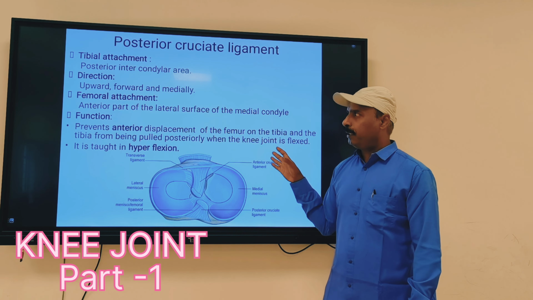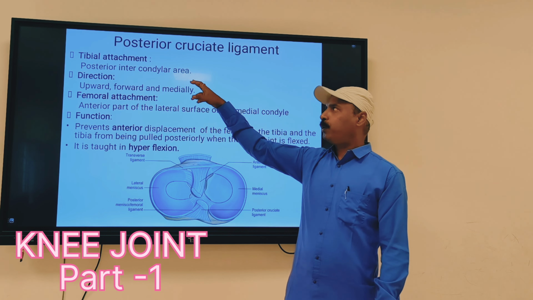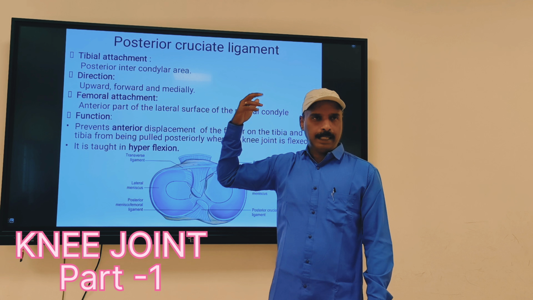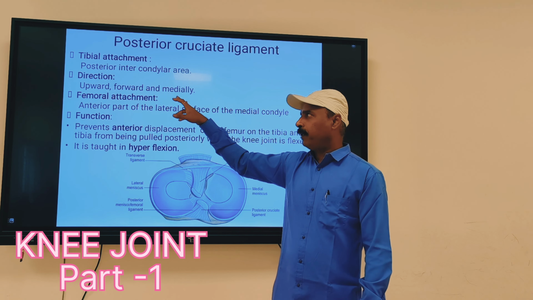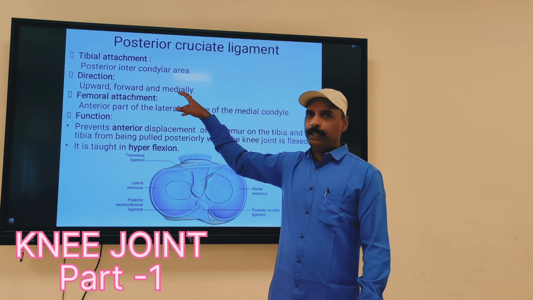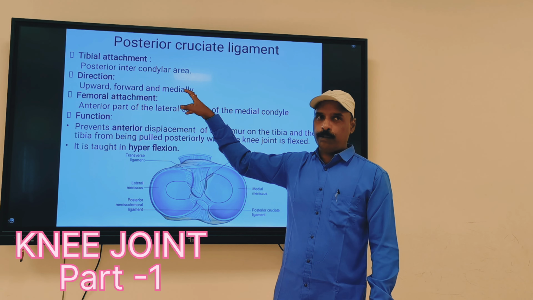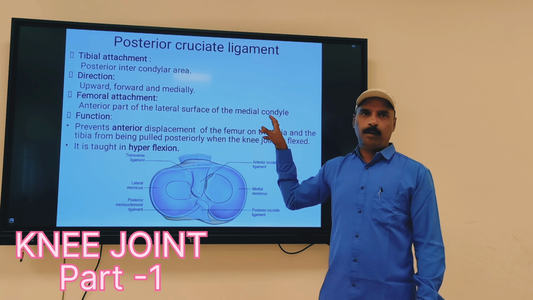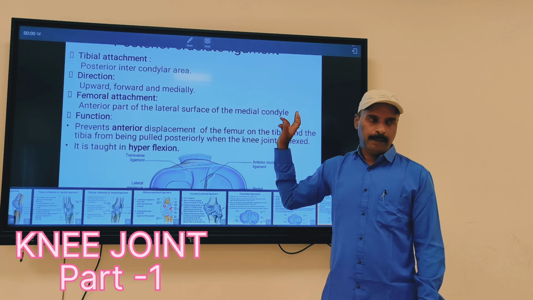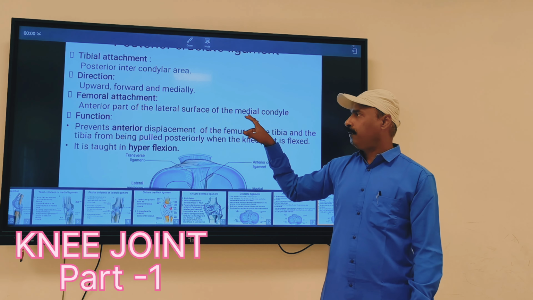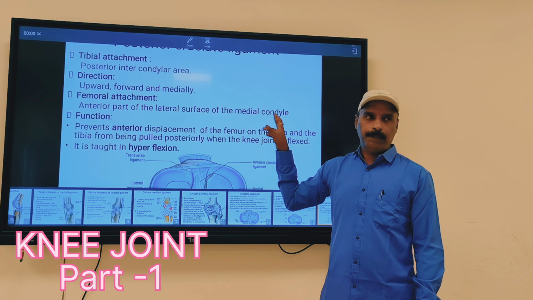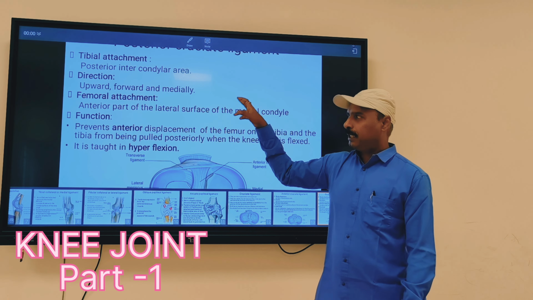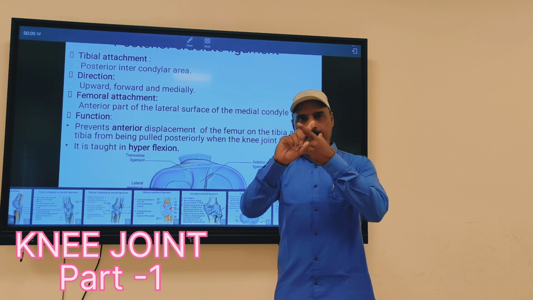Next comes the posterior cruciate ligament. I have told you it is attached to the posterior intercondylar area, the smooth area. It runs upwards, forwards and medially, and attaches to the lateral surface of the medial condyle of the femur. So this is the attachment and direction, which means it is crossing.